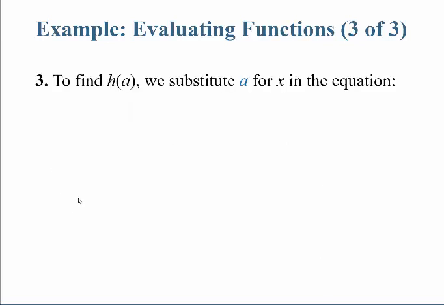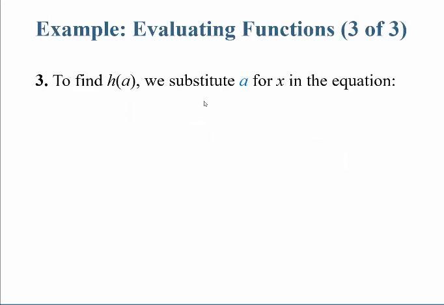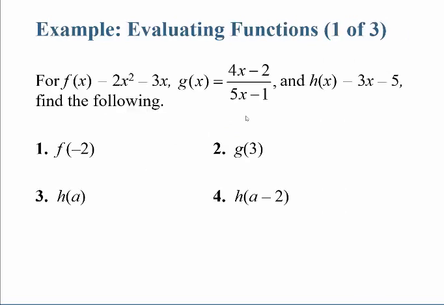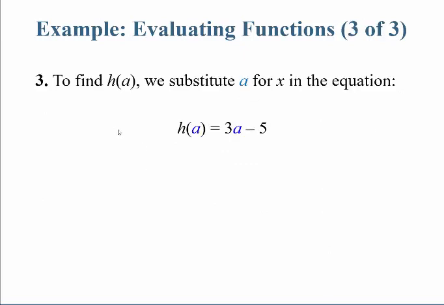All right, to find h of a, we substitute a in for x. Just like before with the numbers, whatever you're inputting, you just replace it in for x in the equation. So h of a, going back, this was my h function, 3x minus 5. Wherever I see an x, I'm just going to replace it with an a. That's it.